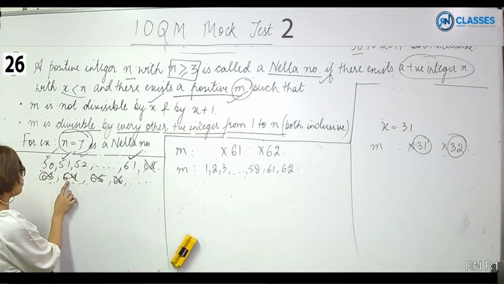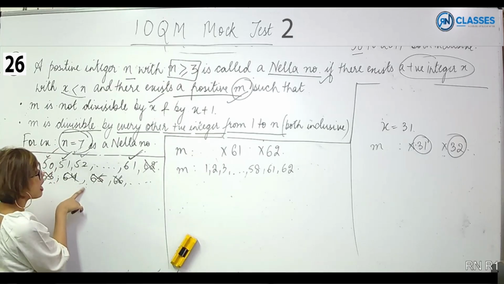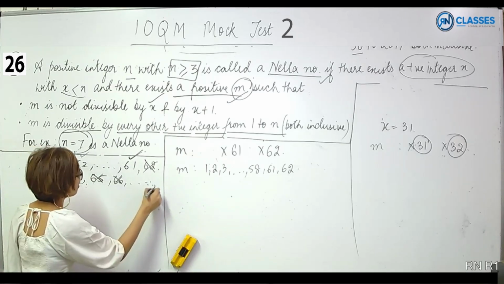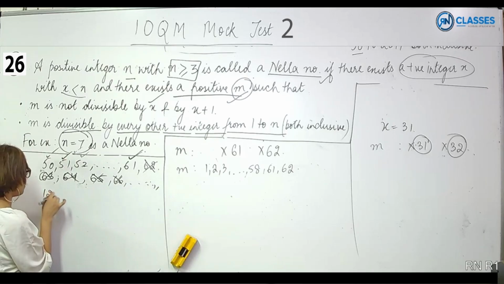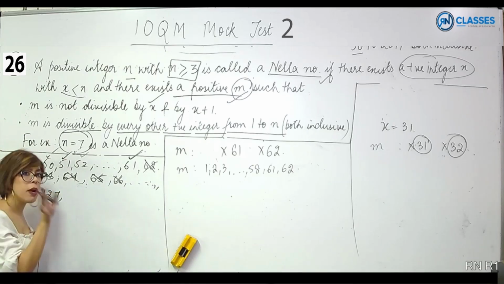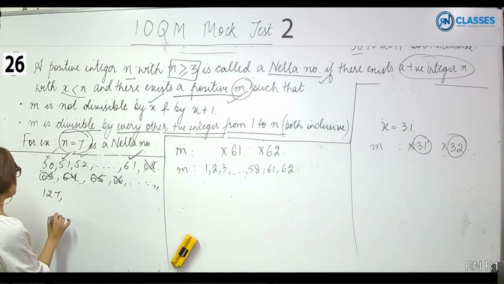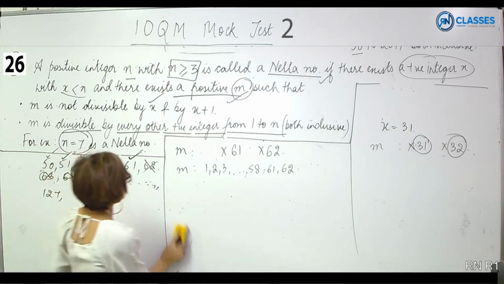Right, 64 will be 2 raised to 6, right? I was around this only. Now I go to the next power. So let me take 127. Let me see what happens. So I will take my n as 127.